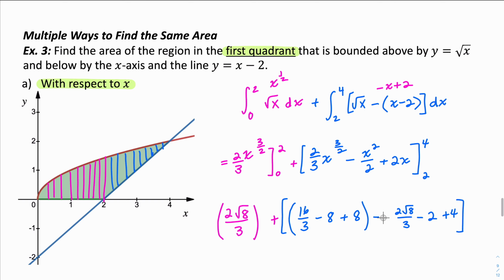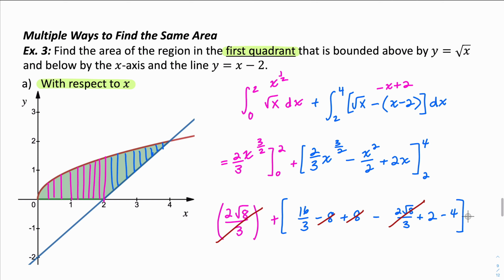So distribute the negative through. That's going to make that negative, that positive, and it's going to make this negative here. So it's going to be negative 4. We can get rid of these parentheses here as well. Now the positive 8 and negative 8 are going to cancel. This 2 rad 8 over 3 is going to cancel with this negative 2 rad 8 over 3.